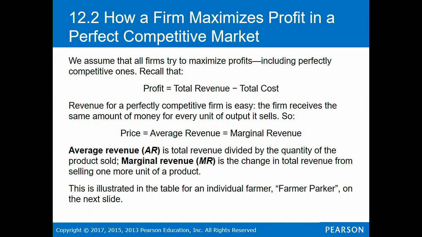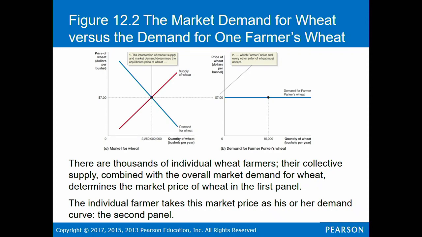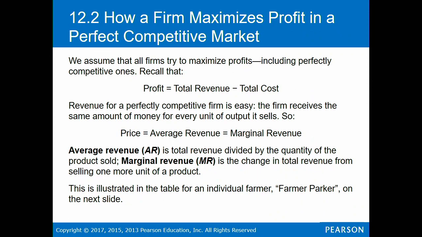Calculating revenue for a perfectly competitive firm is going to be very easy. The firm receives the same amount of money for every single good it sells. In this case, every single unit is going to be $7. So price equals average revenue, and that equals marginal revenue. These are all the same because they're all being sold at the same price, in this case, $7.